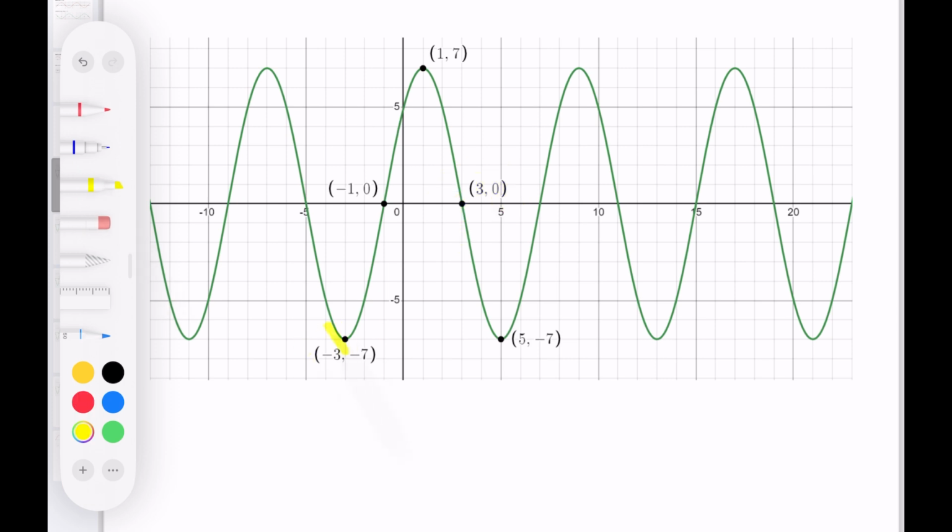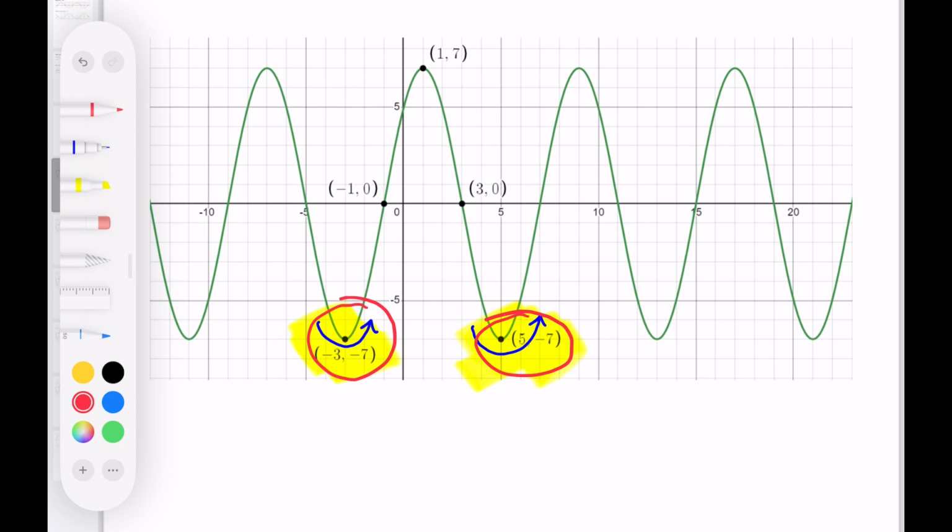Similarly, if you pay attention to this point right here, negative 3, negative 7, I can see that the behavior around that point is like this, which is exactly the same as the behavior of a reflected basic cosine curve, which means using this point, I can write down a negative cosine equation for this graph. However, not only using that point, but even if I consider the point right here, 5, negative 7, even around that point, I have that same characteristic like this. So, even using the point 5, negative 7, I can write another negative cosine equation.